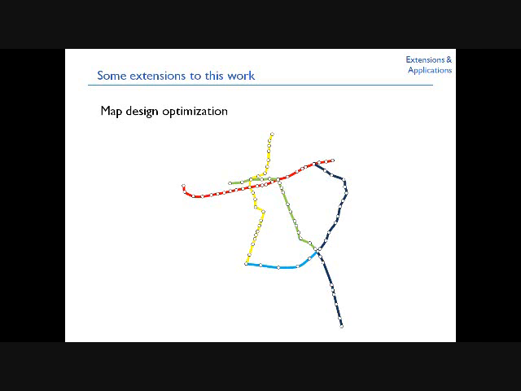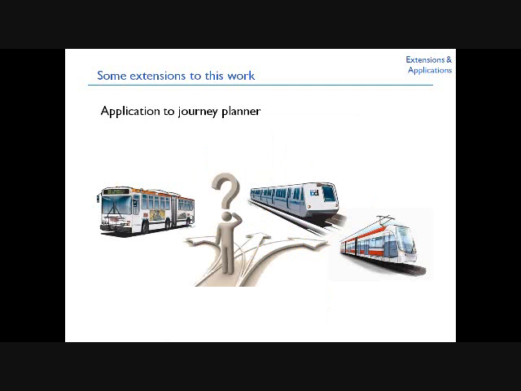We can also use these results for map design optimization, because, for example, in Santiago, in the next 5 years, we'll have 2 new lines, so the map will have to be redrawn. And an interesting question is, how do we come up with a new map that considers the perception of the individuals and the impact the map has on the decisions?